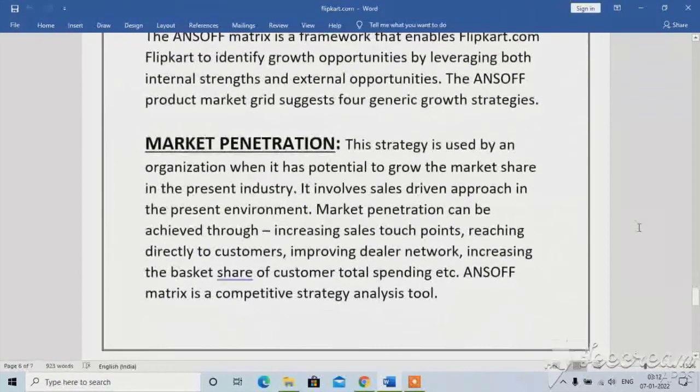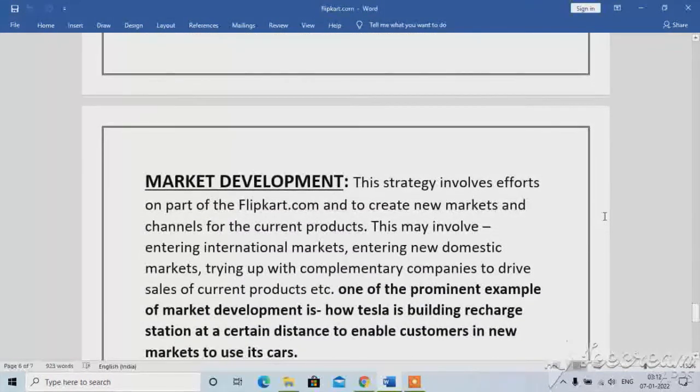Number 1, market penetration. This strategy is used by an organization when it has potential to grow market share in the present industry. It involves a sales-driven approach in the present environment. Market penetration can be achieved through increasing sales touchpoints, reaching directly to customers, improving the dealer network, increasing the basket share of customers' total spending, etc. The Ansoff Matrix is a competitive strategy analysis tool. And the second, market development.